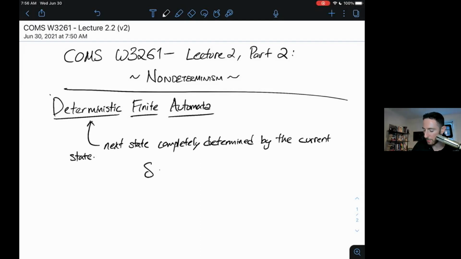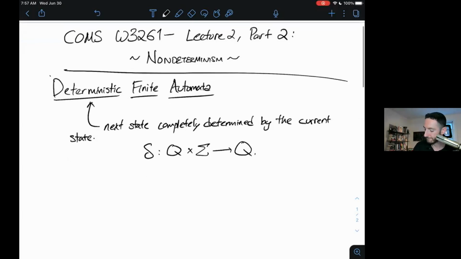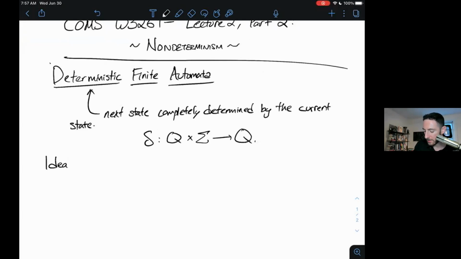Right? That's essentially what we mean when we say our transition function maps from a state and a symbol in our alphabet to another state. We're saying, hand me two things, a state and a symbol, and I'll tell you where you will be in one time step. Totally determined. But it turns out we can break this rule, and breaking this rule will give us some more power in our automata. So that's our idea for this lecture. What if we break determinism?